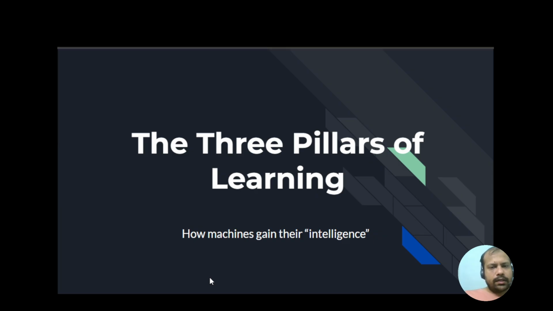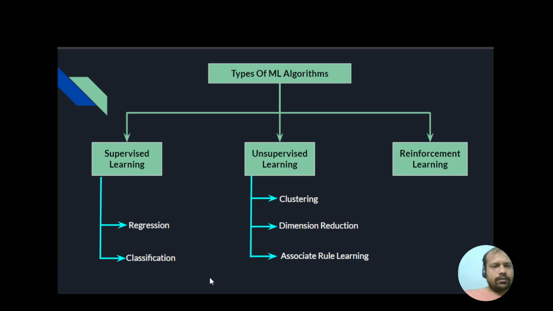So in machine learning, or for the learning of the machines, you have three pillars based on the data that you have, right? That is how they are gaining intelligence. One is categorized as supervised learning, another is unsupervised learning, and the third is reinforcement learning. In supervised learning, you have regression and classification. Regression is when you are trying to predict a continuous value.